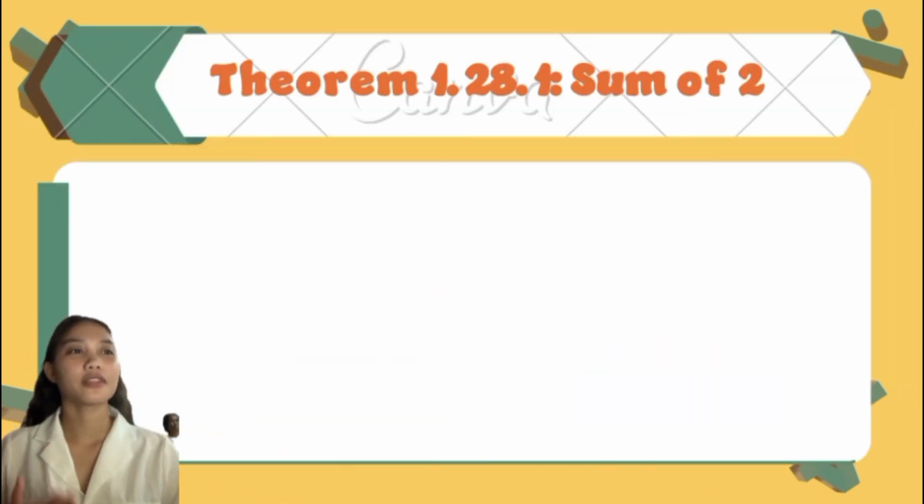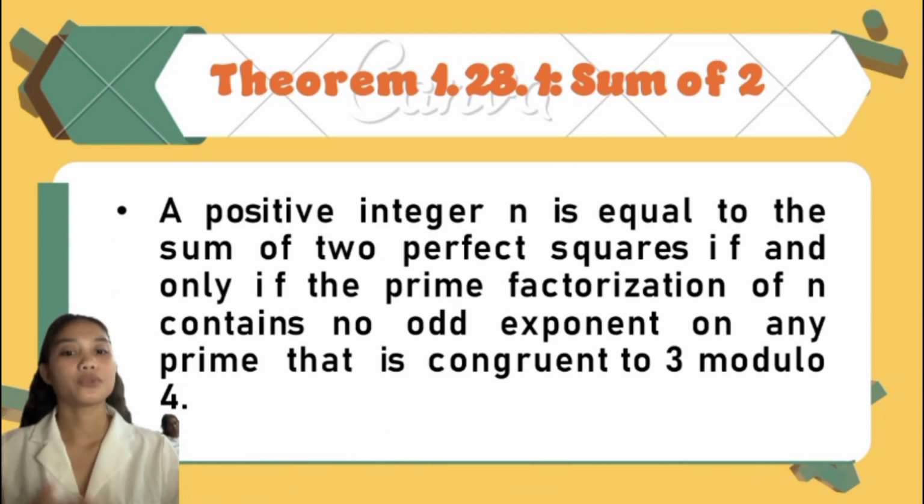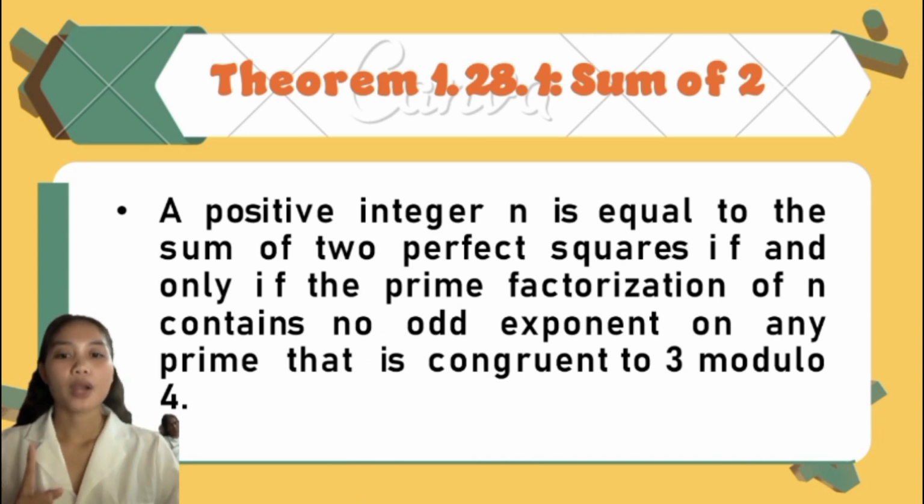Now let's have theorem 1.28.1. This is the sum of two squares. A positive integer n is equal to the sum of two perfect squares if and only if the prime factorization of n contains no odd exponent on any prime that is congruent to 3 modulo 4.